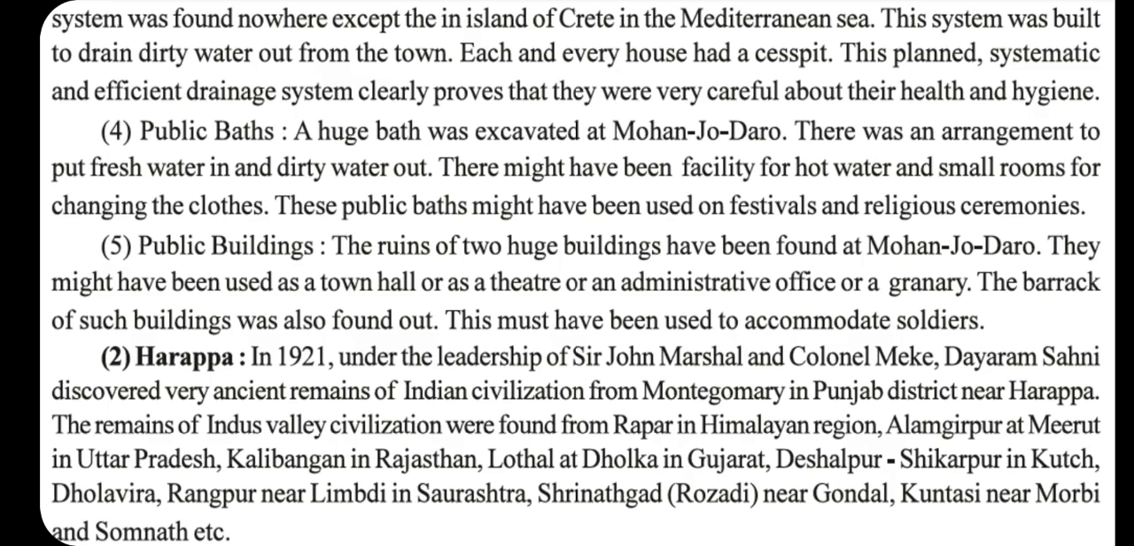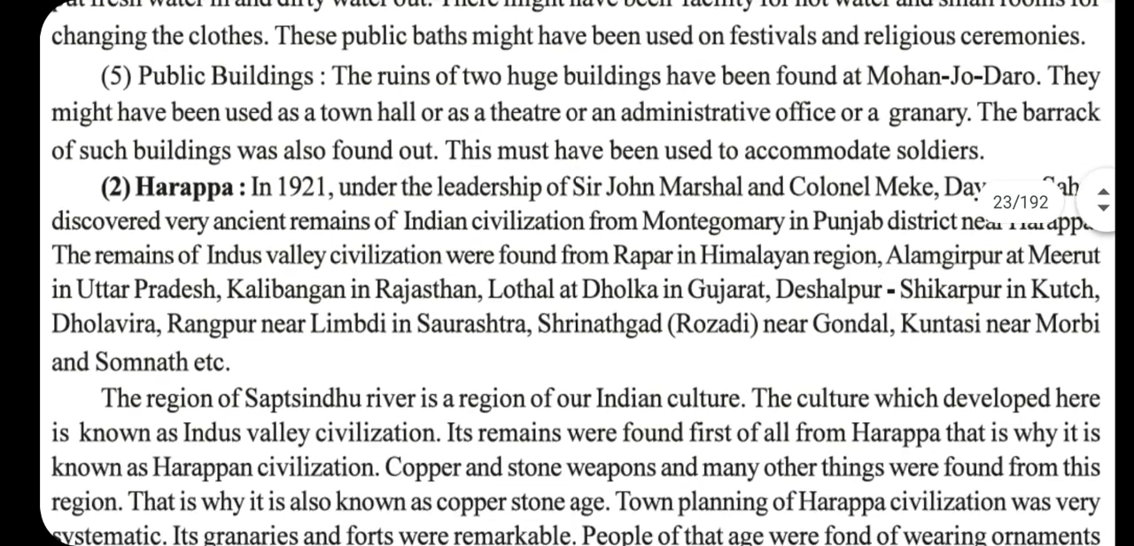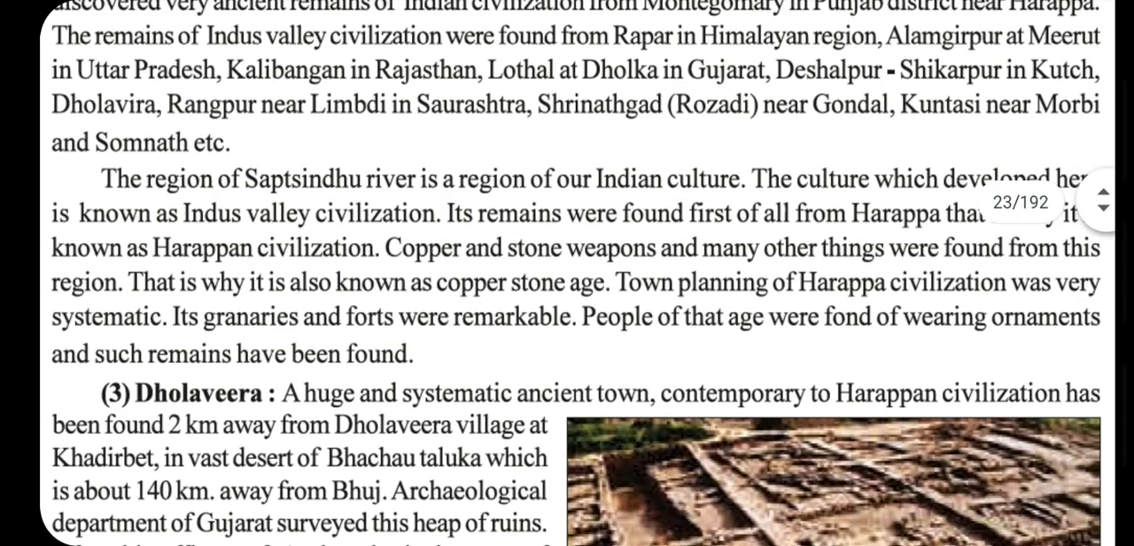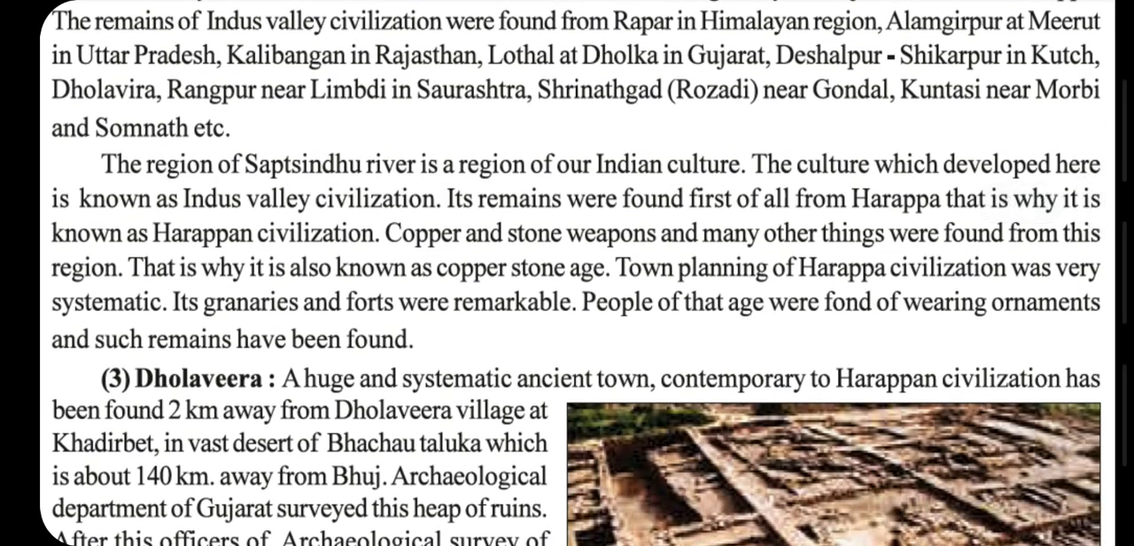In the same manner, if we talk about Harappa, in 1921, again under the leadership of Sir John Marshall and Colonel Mackay, Dayaram Sahani discovered various ancient remains of Indian civilization. The region of the Sapta Sindhu rivers is a region of our Indian culture. The culture which developed here is known as the Indus Valley civilization. Its remains were first found at Harappa. That is why it is also known as the Harappan civilization.